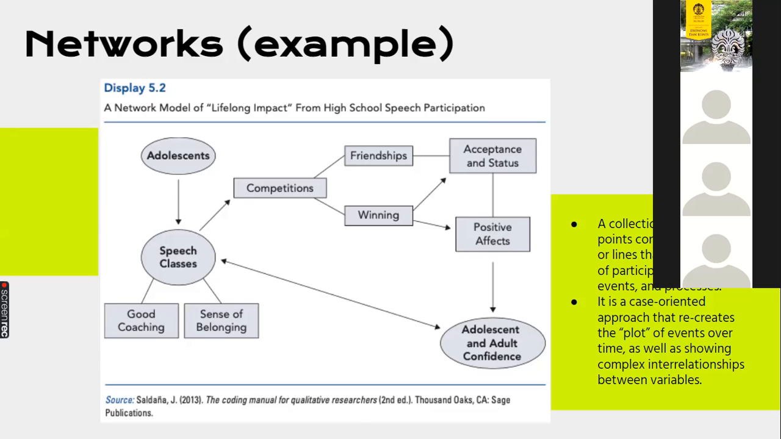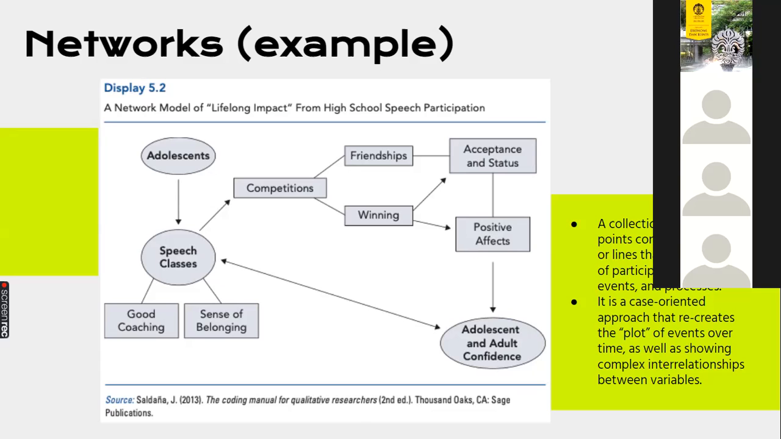So they give us the kind of narrative that tends to get chopped up analytically in the matrix, and they are usually very helpful when you want to focus on multiple variables at the same time for readily analyzable information at a glance. So the example here, we have the network model from a study of how high school speech classes influence and affect adolescents and their adulthood after graduation.